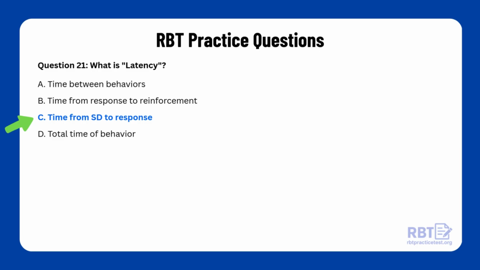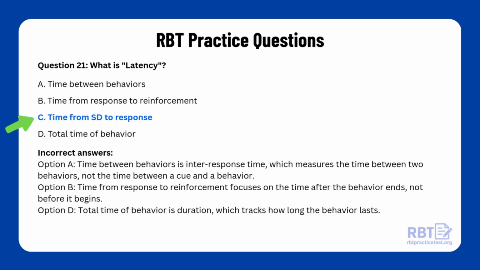Now for the wrong answers. A is inter-response time, which measures the time between two behaviors, not the time between a cue and a behavior. B focuses on the time after the behavior ends, not before it begins. D is duration, which tracks how long the behavior lasts. Therefore, if you're measuring how long it takes to get started after an instruction, you're measuring latency.